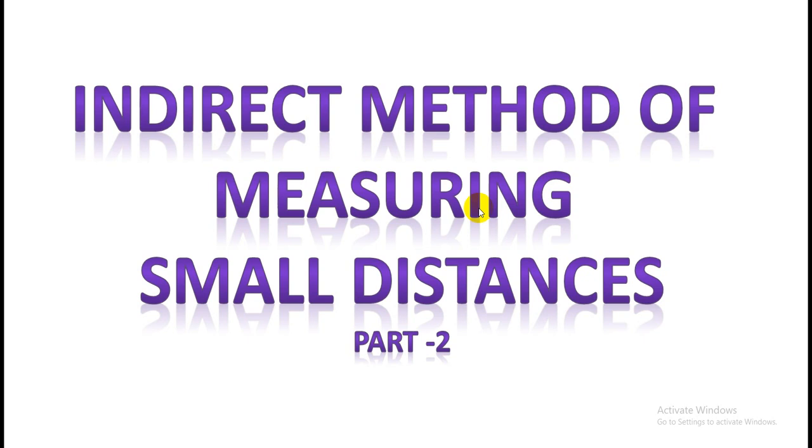Here again we are going to discuss an indirect method for measuring small distances, and here the small distance is the radius of an oleic acid molecule. Oleic acid is quite a large molecule, so we are going to find the diameter, or you can say the radius, of an oleic acid molecule. So let us see how it can be done.